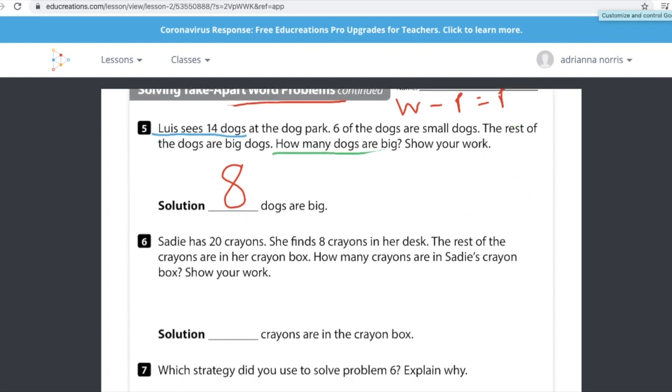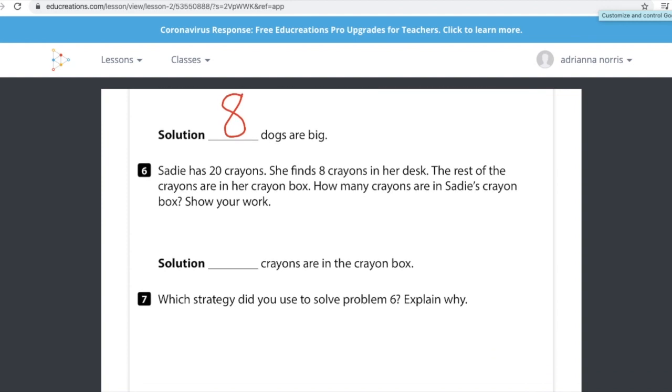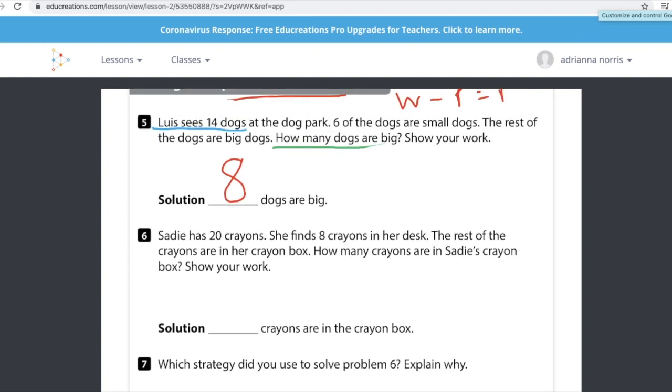All right, here we go. Let's go to the next one. Number 6. Even though Miss Norris erased it, I don't like that word. I'm so sorry. I taught y'all better English.